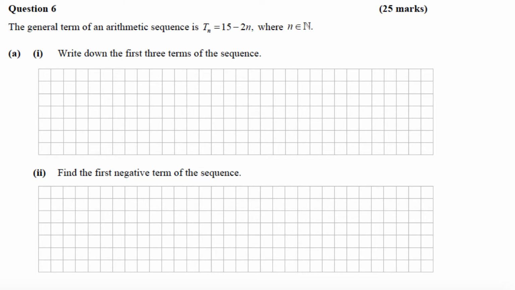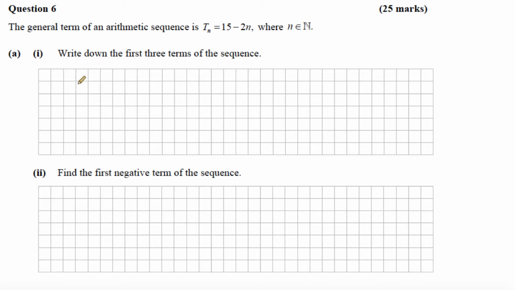So this is the 2014 Leaving Cert Ordinary Level Paper 1, and we're looking at question number 6. The general term of an arithmetic sequence is Tn equals 15 minus 2n, where n is an element of the set of natural numbers. Part A1 says write down the first three terms of the sequence.